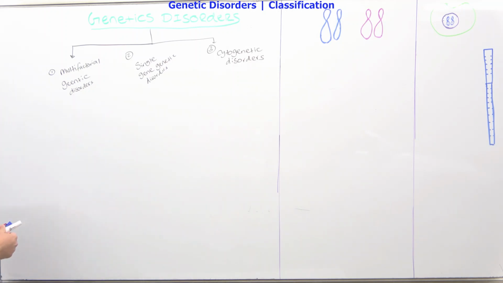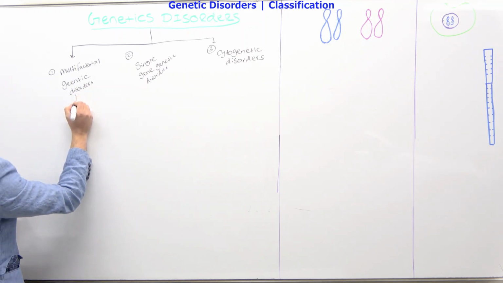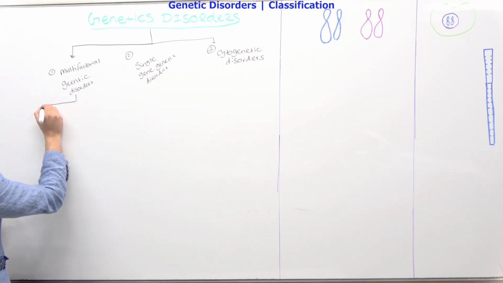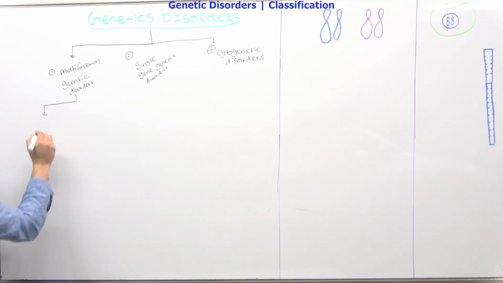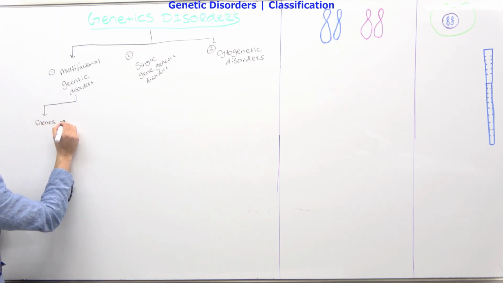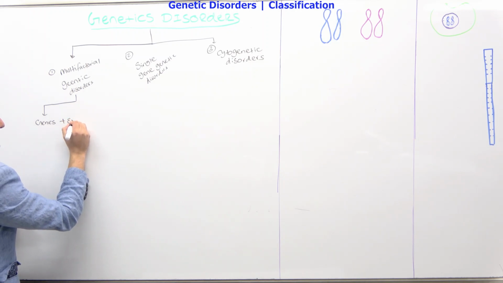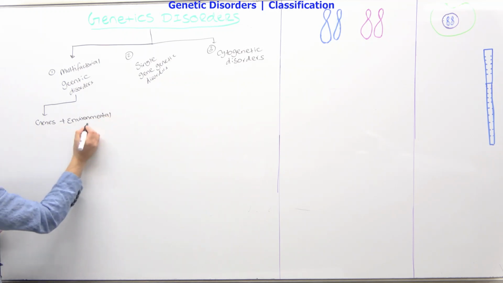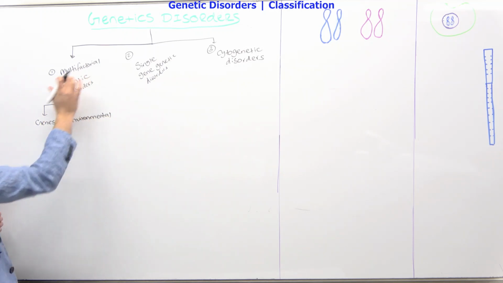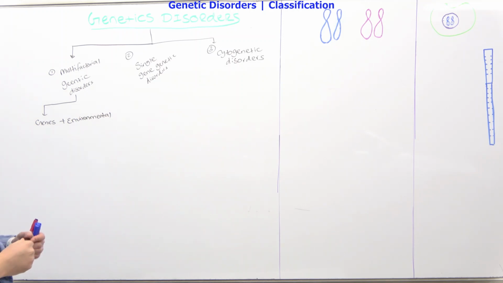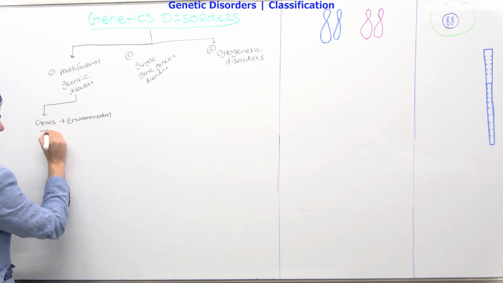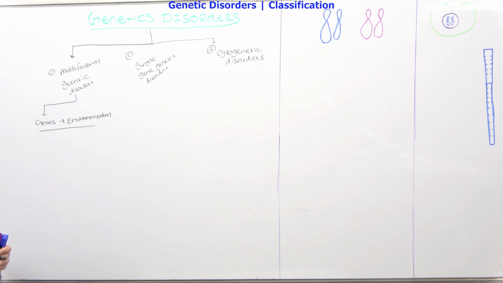Now, whenever we're talking about multifactorial, there's a concept you have to remember: multifactorial means that it involves two things. There is involvement of the genes, plus it also involves environmental factors. Both genes plus environmental factors produce these multifactorial genetic disorders. Now, what are some of the diseases that come under these multifactorial genetic disorders?